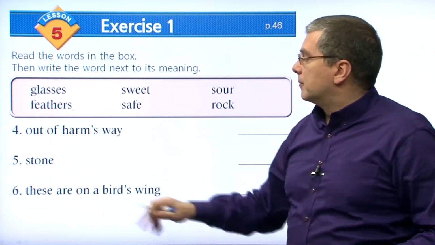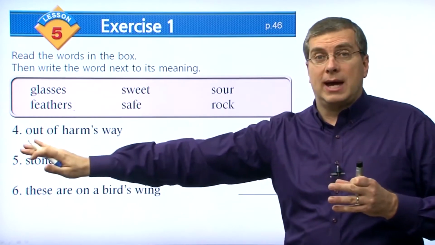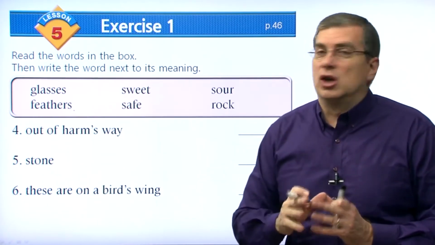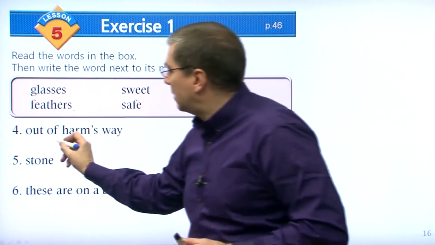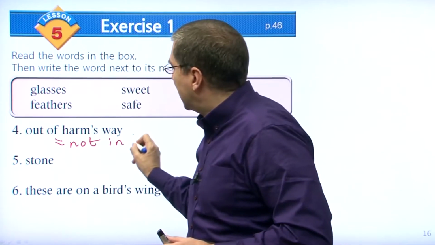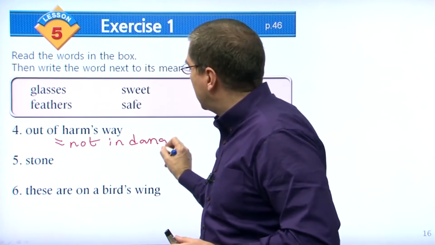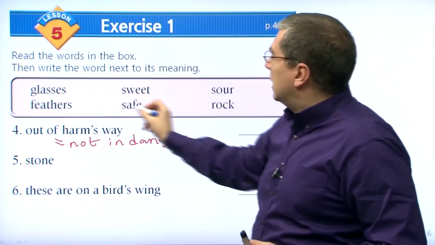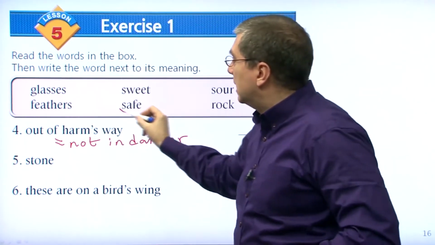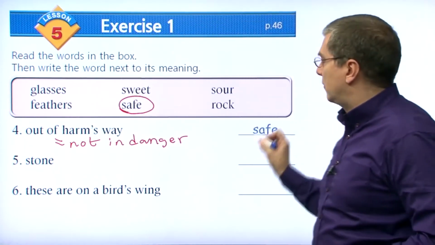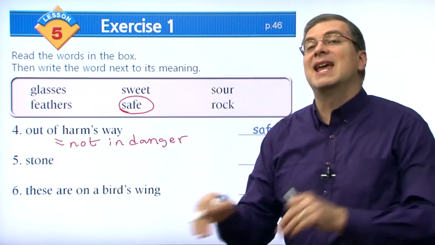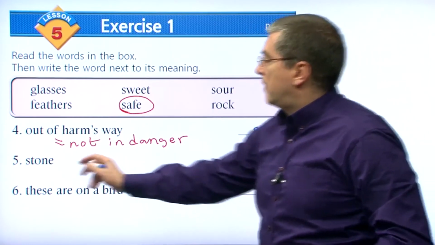Okay, number 4. Out of harm's way. It's not in danger, right? That means the same: not in danger. If it's not in danger, it's out of harm's way. What is it? Of course, it is safe, right? It's safe. Out of harm's way. Not in danger.